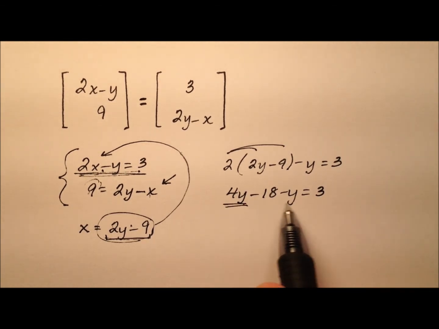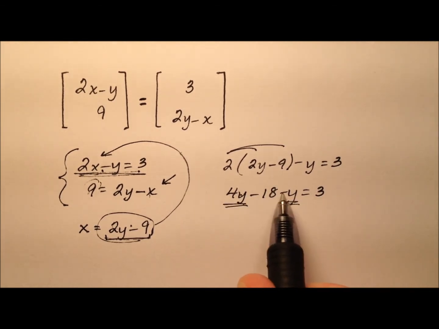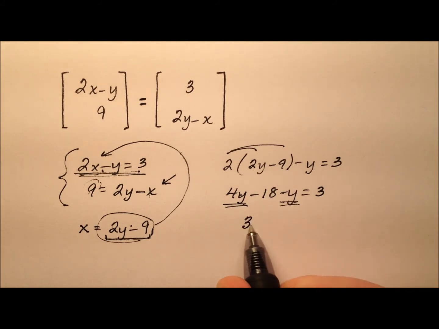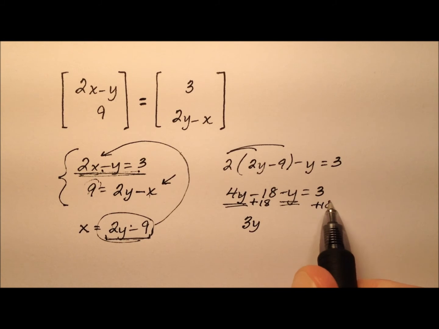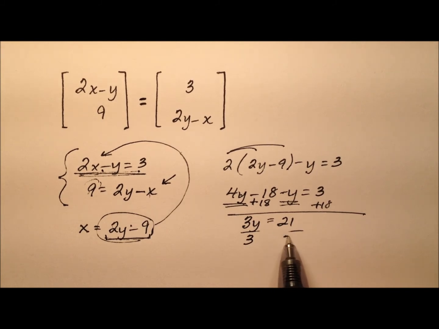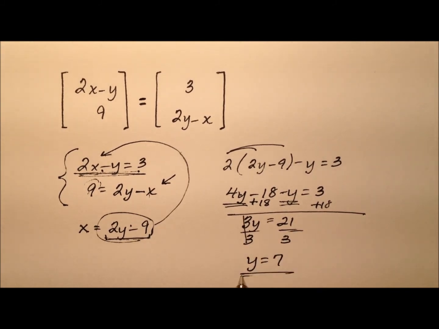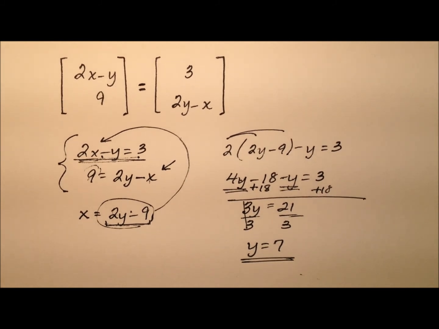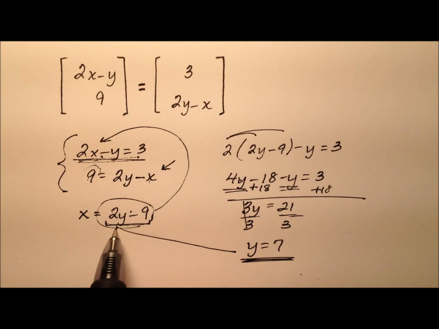So when I combine these like terms, we have 4y minus y, so that'll be 3y. And I'll also add 18 to both sides while I'm at it. So I see that 3y equals 21. So when I divide both sides by 3 now, it looks like my value for y is going to be 7. Well, once I know that value for y, I can go ahead and plug it back in.